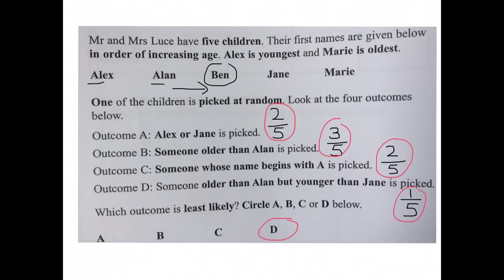If I wanted to look at the numbers in terms of a percentage, 2 chances in 5, well, 1/5 is 20%, so 2/5 is 40%. 3/5 would be 60%. 2/5 again, back to our 40%. And 1/5 is 20%. So we can see that the 20% is the lowest chance of happening, and again it is outcome D.